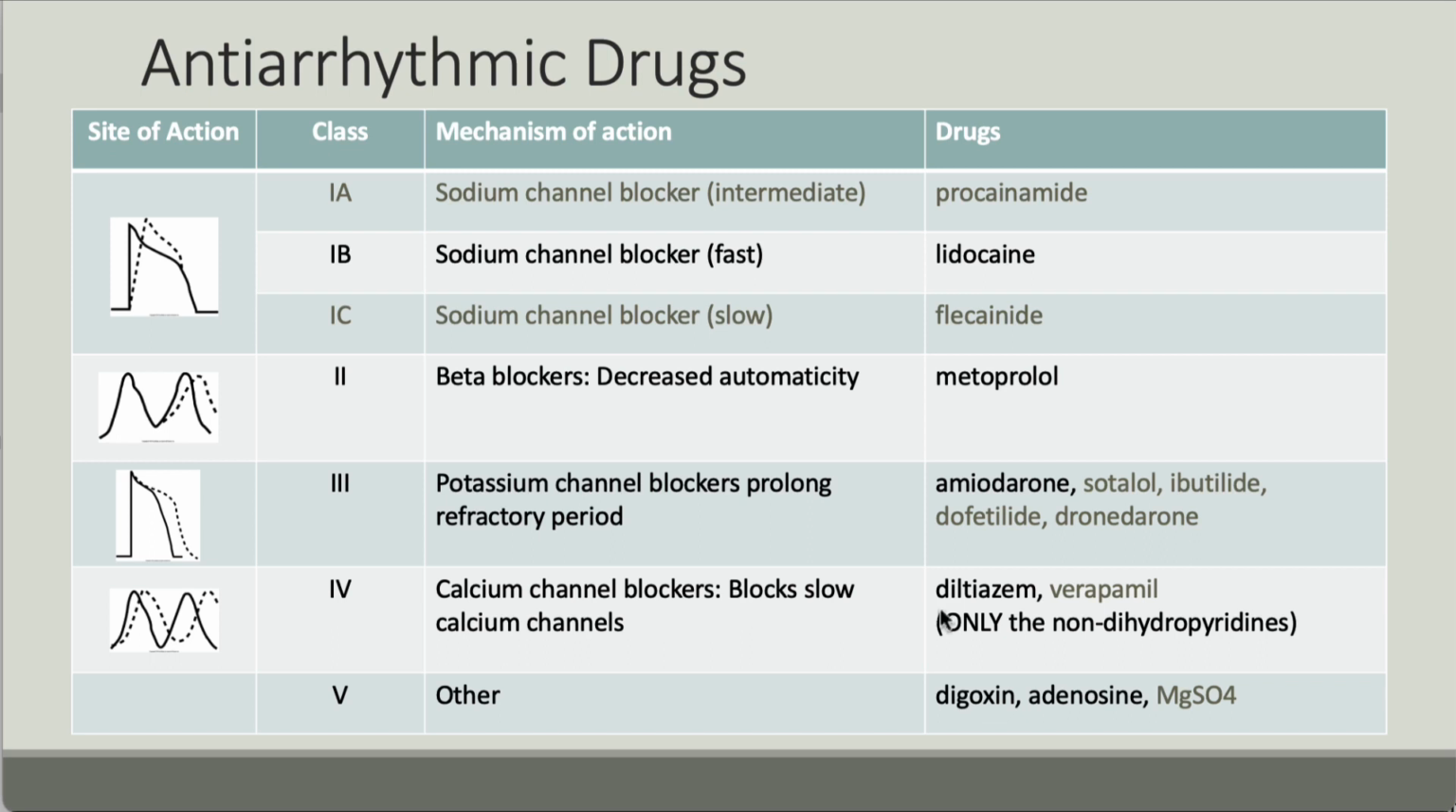And then there's this other one down here at the bottom. Again, we don't call these class 5 agents. We just gave it a number because it's fun. We call these by their name. We call them DIG, we call them adenosine, we call them MAG. Those are the words that we're going to use. We're not going to call them phase 5 or class 5 antiarrhythmic drugs.